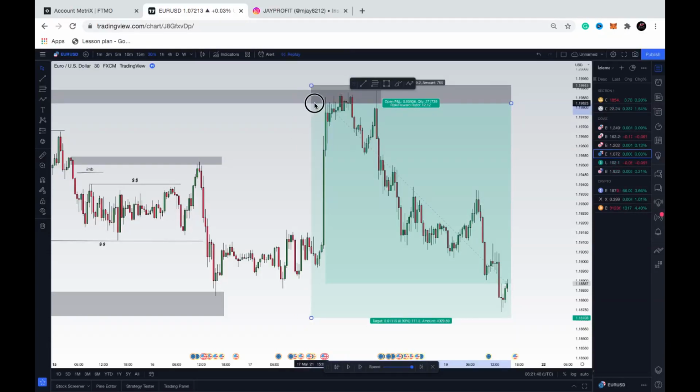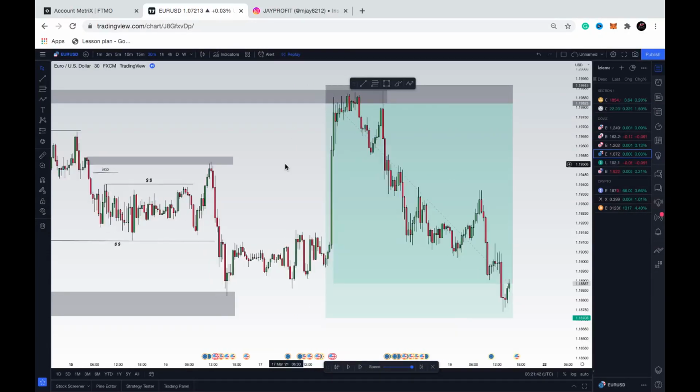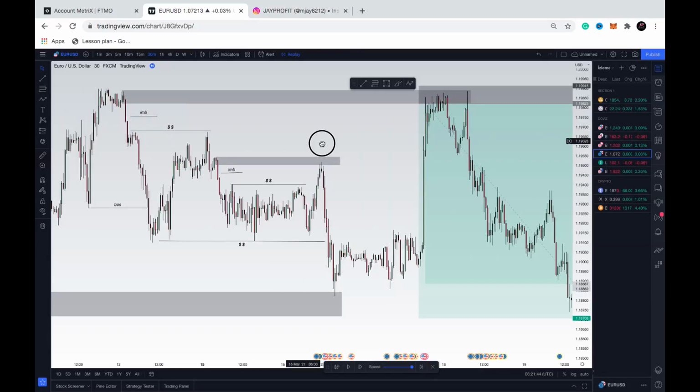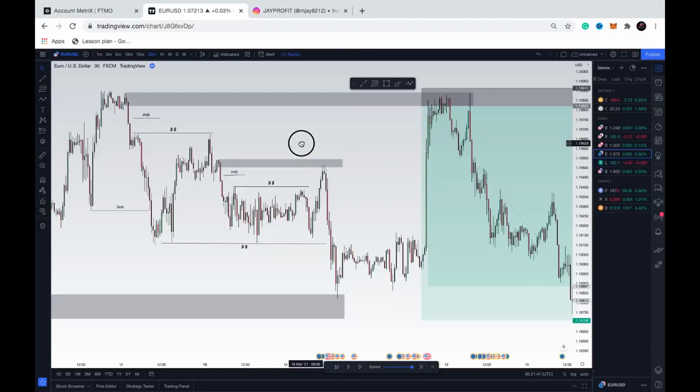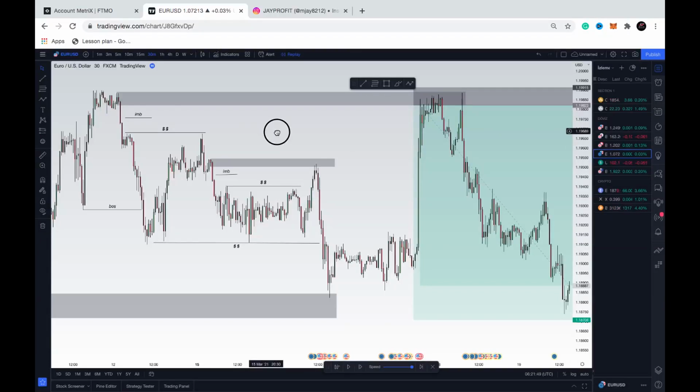All right, so if you had to understand what liquidity is all about, with this little idea I've just shown you guys in the chat, you can be able to identify and know what liquidity is all about, right?